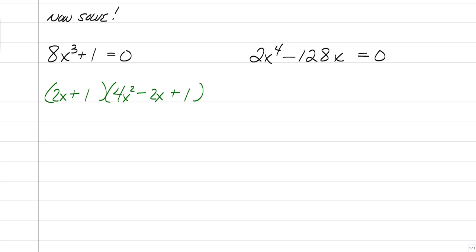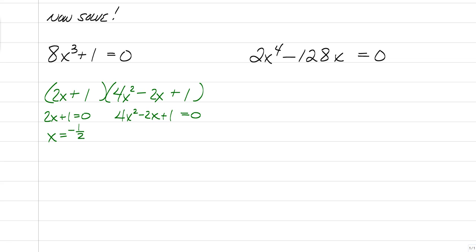And now what you are supposed to do is solve. Set each one equal to 0. Well, if we do that, we set this equal to 0. 2x plus 1 equals 0, and you get x is equal to negative 1/2. But if you do that for this, 4x squared minus 2x plus 1 equals 0, remember, you can't factor that anymore. And now you probably just left it there and said prime, but remember, we don't get to say prime.